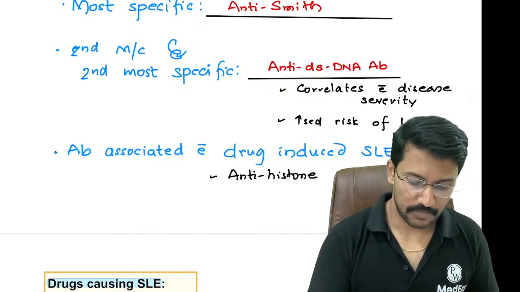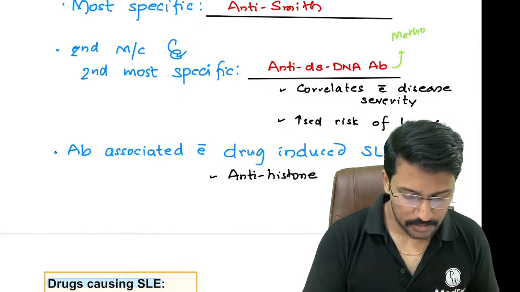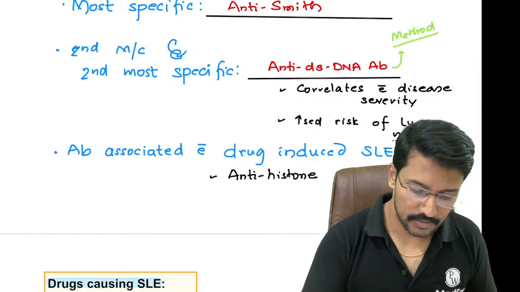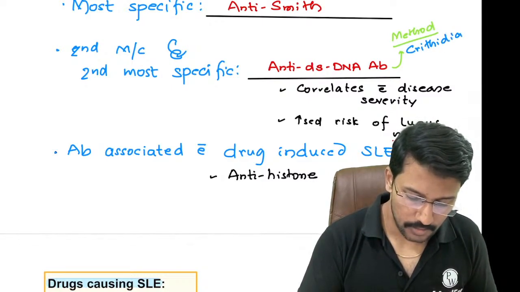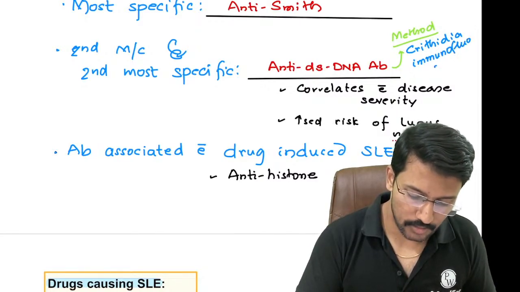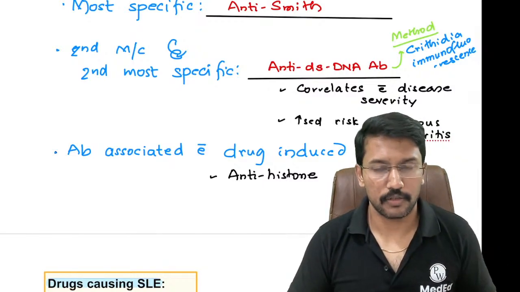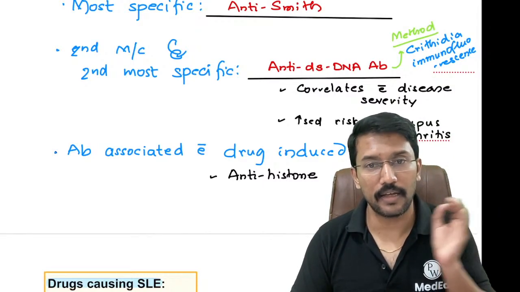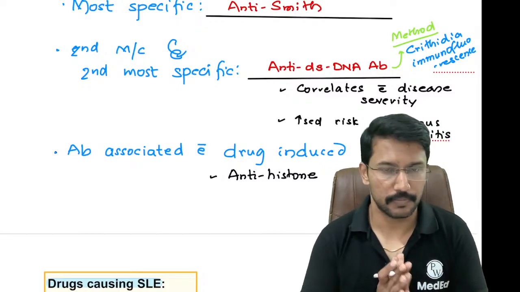which correlates with disease severity and the risk of lupus nephritis. And I forgot to mention the method of checking the anti-dsDNA. The recommended method is Crithidia immunofluorescence. You need to remember these names because they are indeed important. Crithidia immunofluorescence is the method that is recommended. So for the ANA, it is indirect immunofluorescence. For the anti-dsDNA, it is Crithidia immunofluorescence.